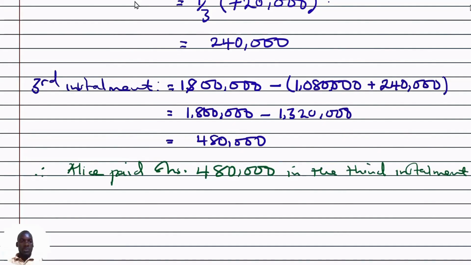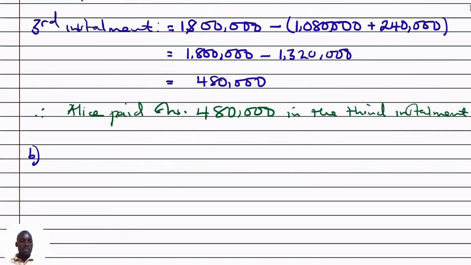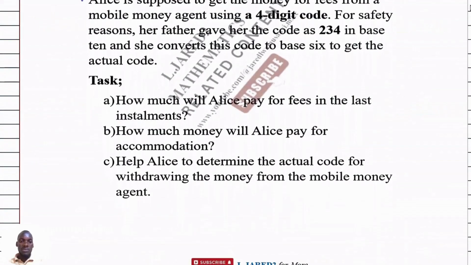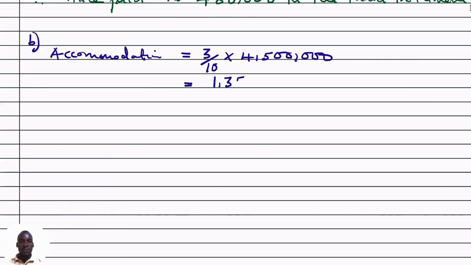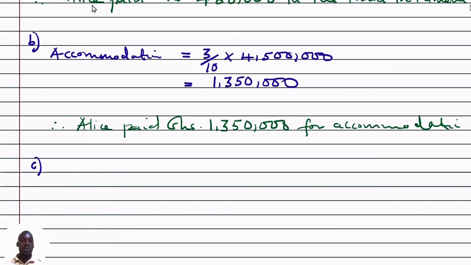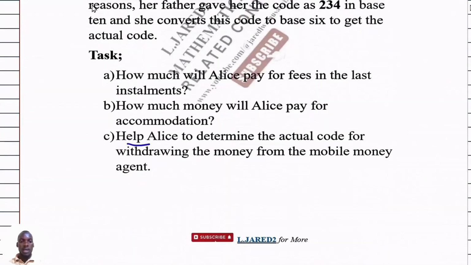Alright, we can now proceed to part B of our question. What does it read? It reads, how much money will Alice pay for accommodation? So simply it's going to be 3 divided by 10 multiplied by 4,500,000. As I compute, this is the same as having 1,350,000. We can now conclude that therefore Alice paid shillings 1,350,000 for accommodation.